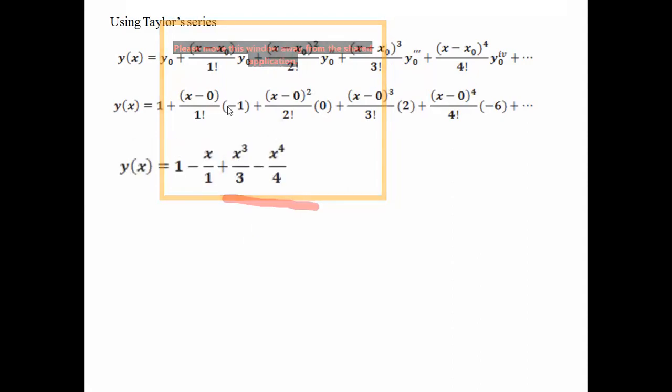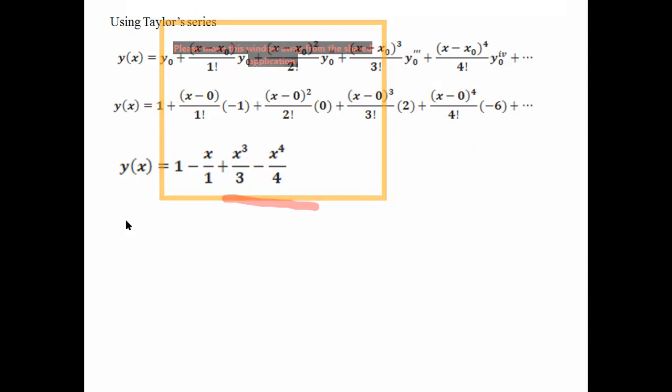If you simplify, this term is x by 1 factorial into minus 1, so it's minus x by 1. And here x cube by 3 factorial, but 3 factorial means 1 into 2 into 3, so we get 6. If you multiply by 2 here, 3 is only remaining. Simple calculation, so it gives this much. 4 factorial means 24, and 6 by 24, 4 times we get, but the sign will be minus. We get this Taylor series for the solution about the point x naught.